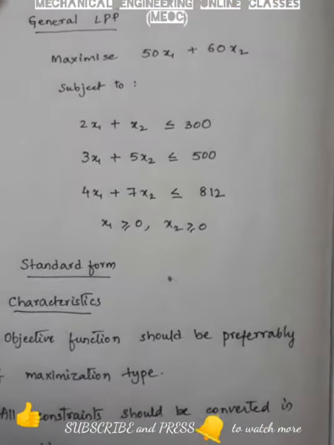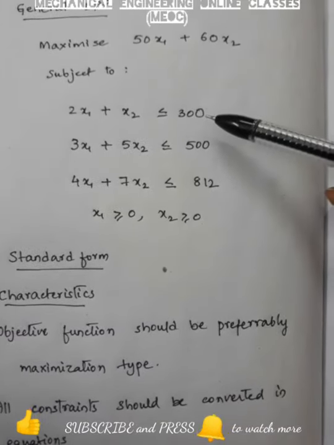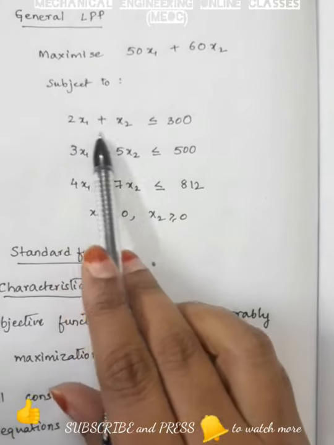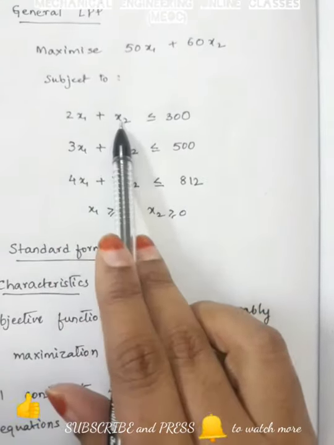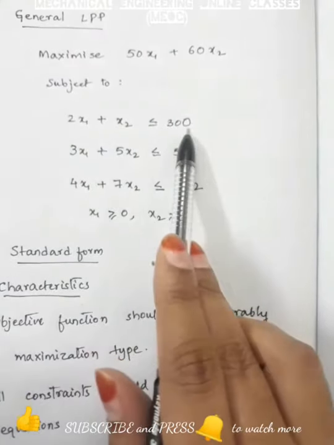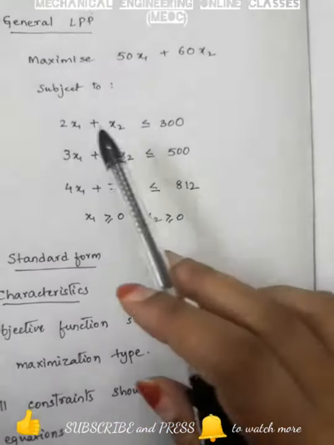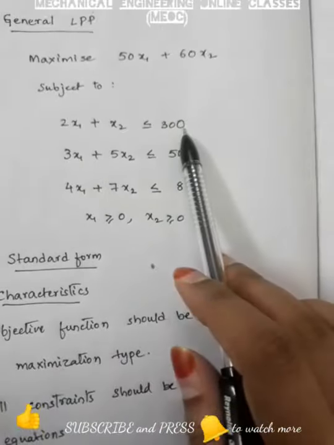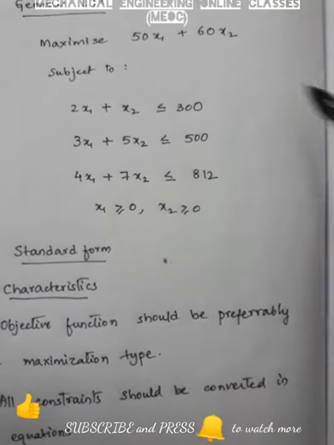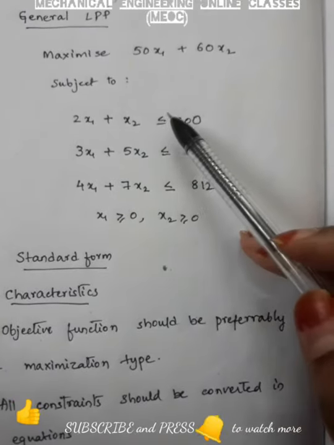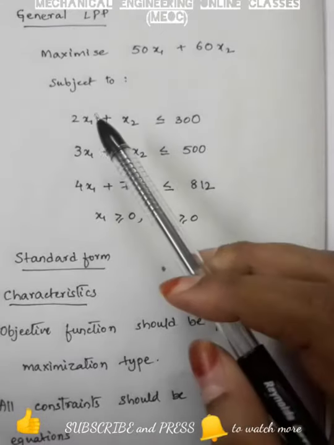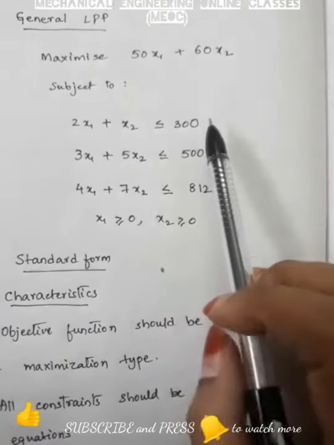now we have inequalities here which are of less than or equal to type. That means the left hand side of the inequality is either less than or equal to 300, the right hand side quantity. If I want to make LHS equal to RHS, because I want all constraints to be in the form of equations, I have to convert this less than or equal to symbol into an equality symbol.